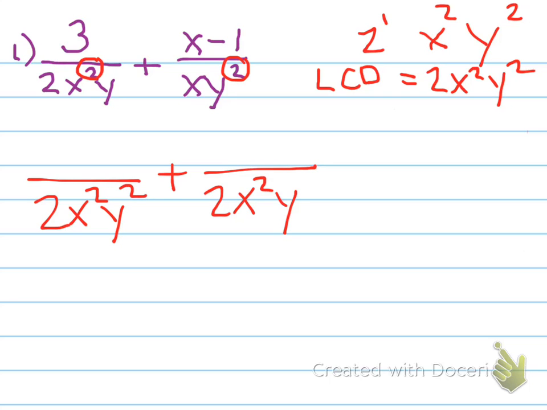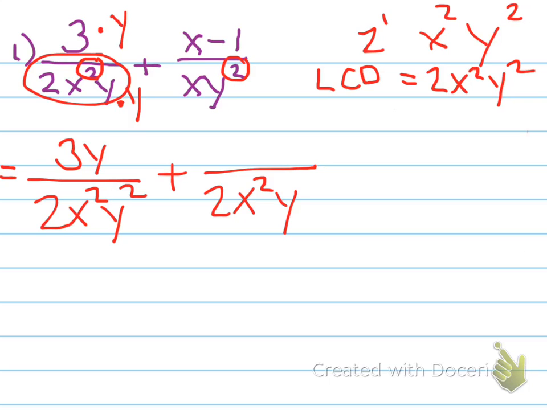But just like with fractions that we've done before, we have to ask ourselves, what do we need to multiply the numerators by in order to get the denominator that we need? So in this first fraction, we had 2x squared y. We want 2x squared y squared. So what do we need to multiply the numerator and denominator by? Well, we already have y to the first. The only thing we need is y. So we're going to multiply numerator and denominator by y, and we will have 3y here.